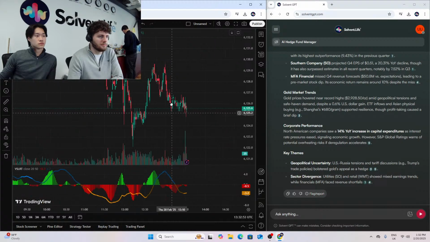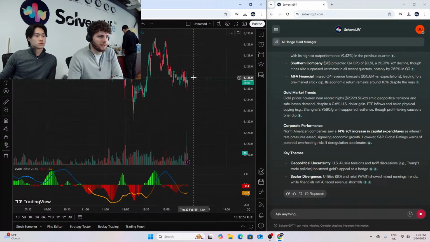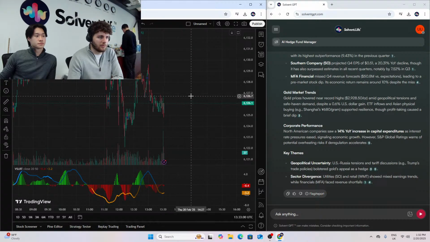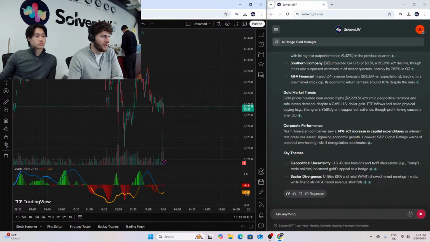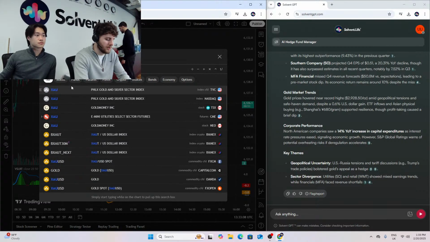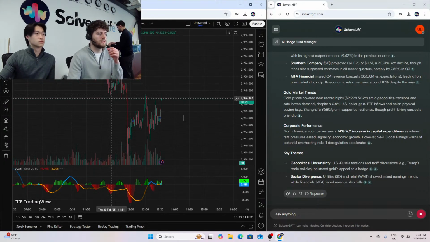US 500 has been bouncing up and down from around 126 to 125. Not much movement, but we're still very early in the day and very early into our trade. So we're going to ask for the gold chart. We'll just see what gold is currently doing.